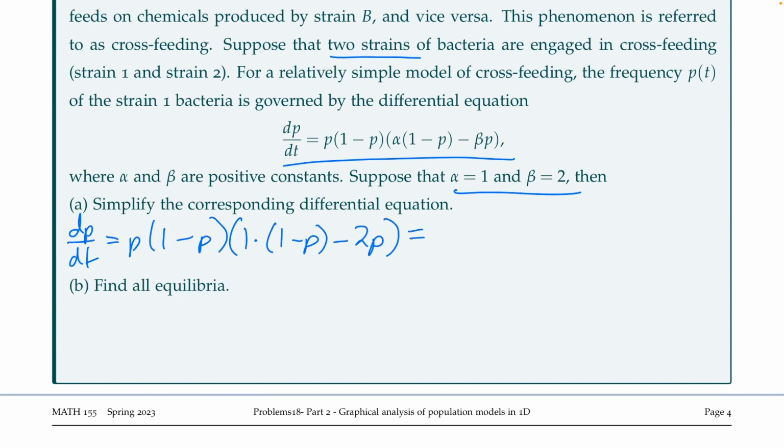So if you simplify this out, we're still going to have our p and 1 minus p at the front. Then inside the bracket, we're going to end up with a 1 minus 3p. And I'm going to call this my new growth function g of p.